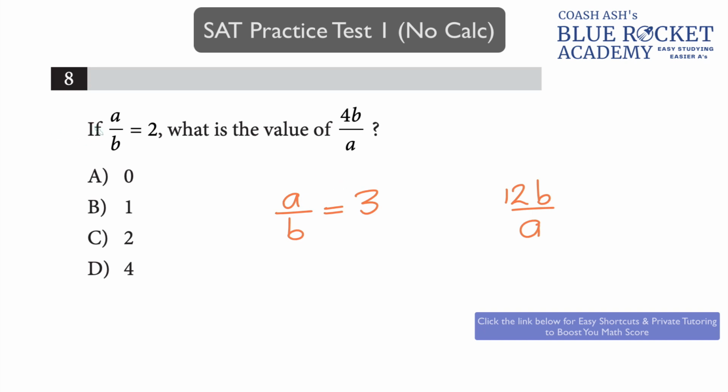All right, now you try this problem. You don't need this part and this part. If a over b is equal to 3, this is the new problem for you, then what is the value of 12b over a? So try to find this.